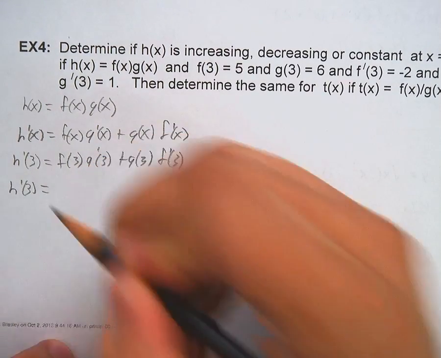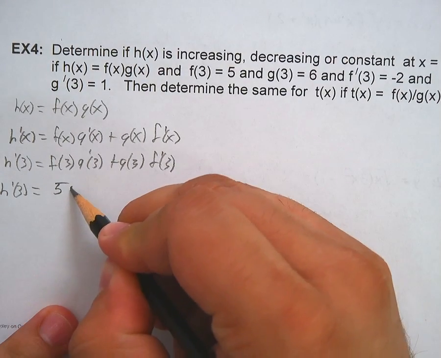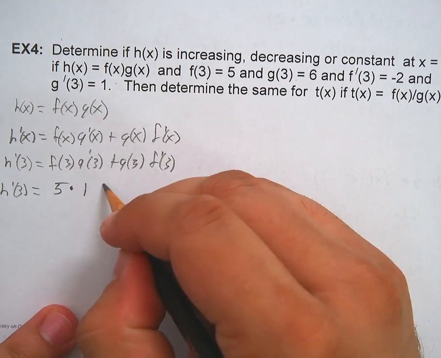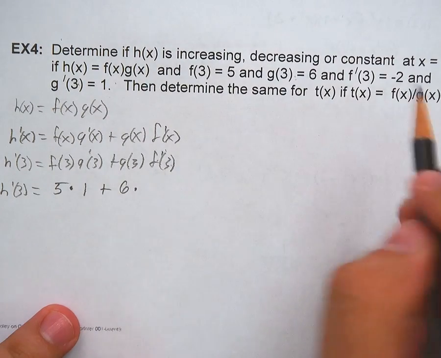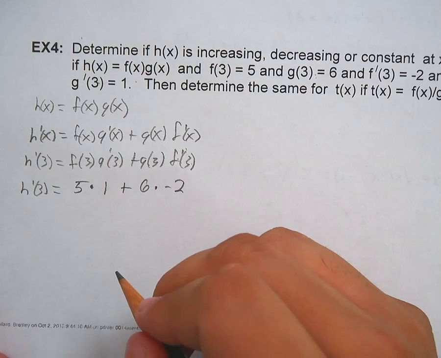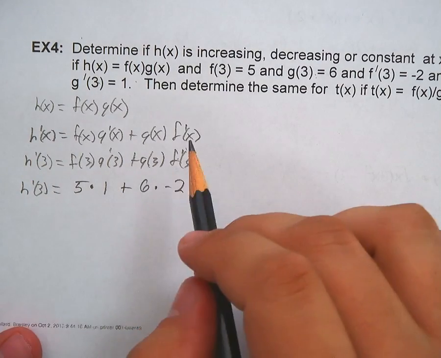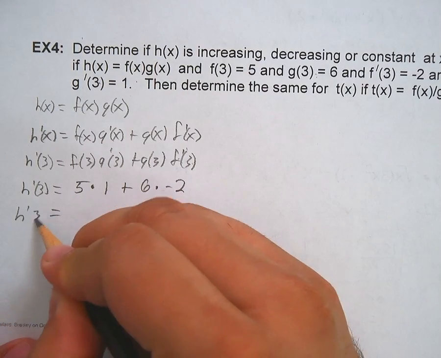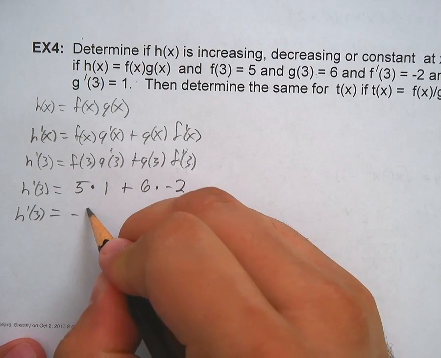H prime of 3, they just told us that f of 3 is 5, g prime of 3 is 1, plus g of 3 is 6, times f prime of 3 is negative 2. So don't be scared by this question. It's really not that crazy. They just want you to set up the product rule and then fill in the stuff they gave you. So what's that going to be? 5 plus negative 12. It's negative 7.